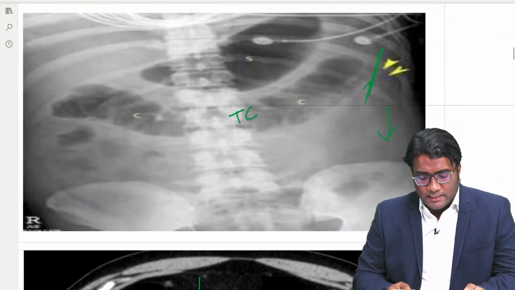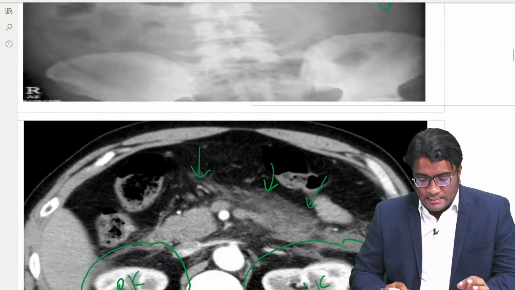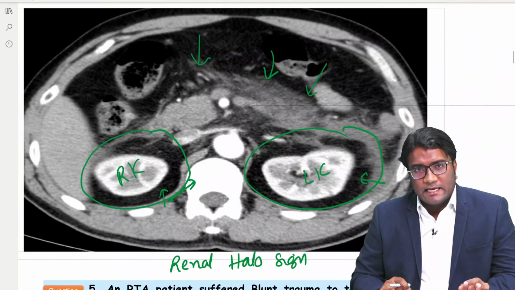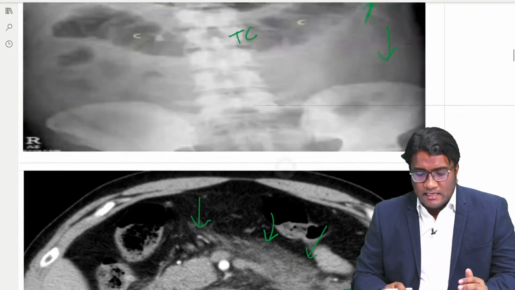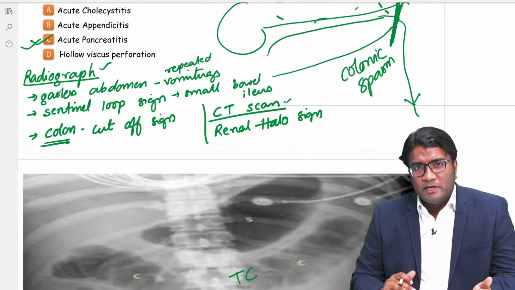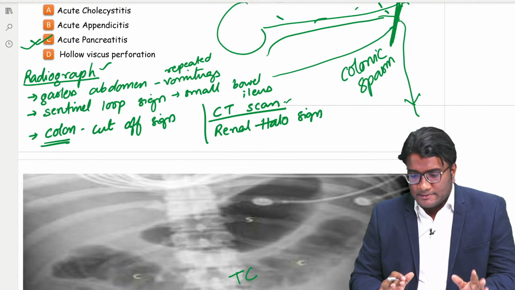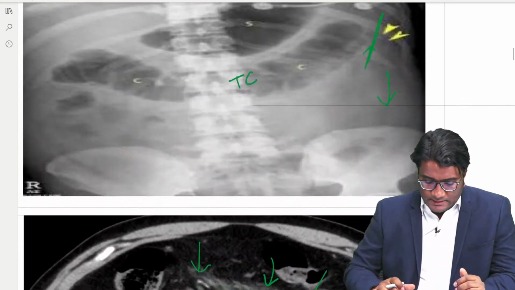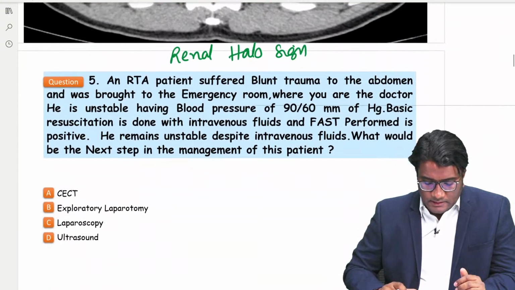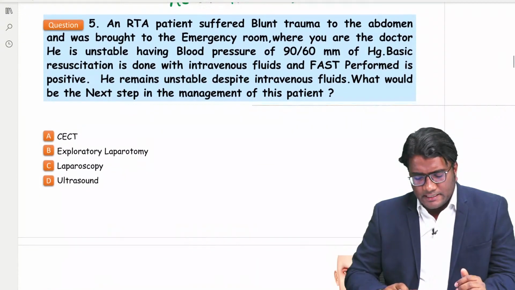So remember both of these: colon cutoff sign on X-rays and the renal halo sign on CT scans in cases of acute pancreatitis. The other signs I told you: gasless abdomen because of repeated vomiting in the patient, and a sentinel loop sign because of the small bowel ileus. Clear? Okay. The next one we go to is the next question, and this is a very standard question asked repeatedly.